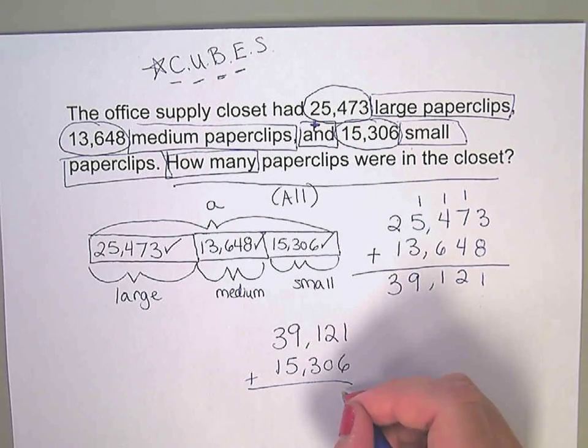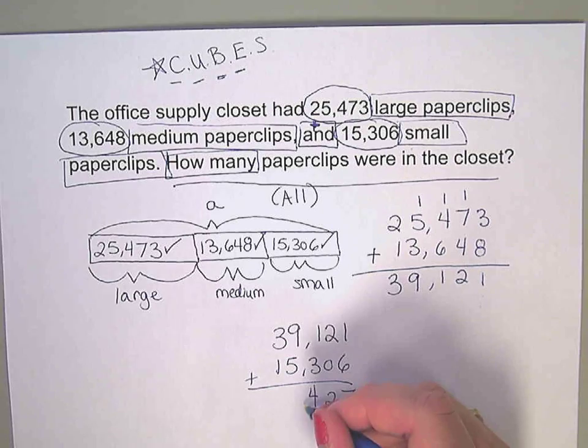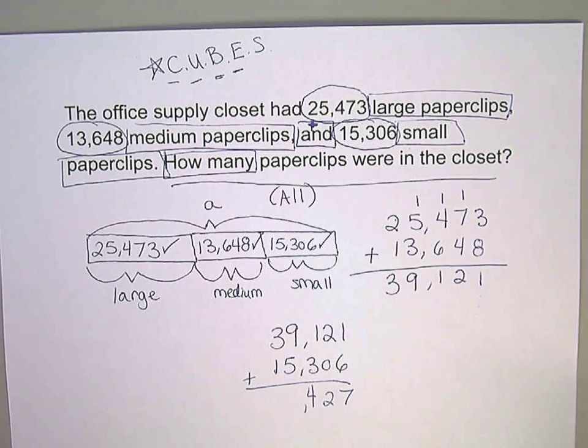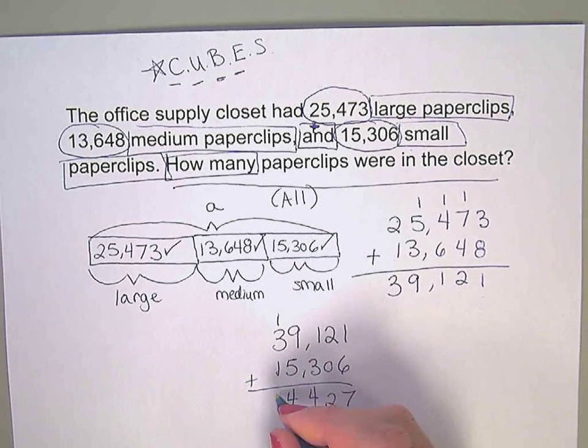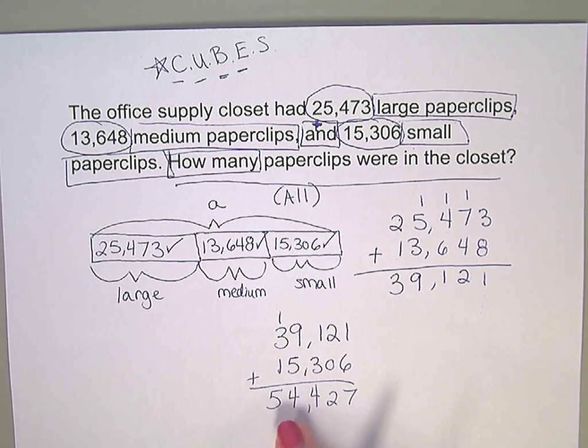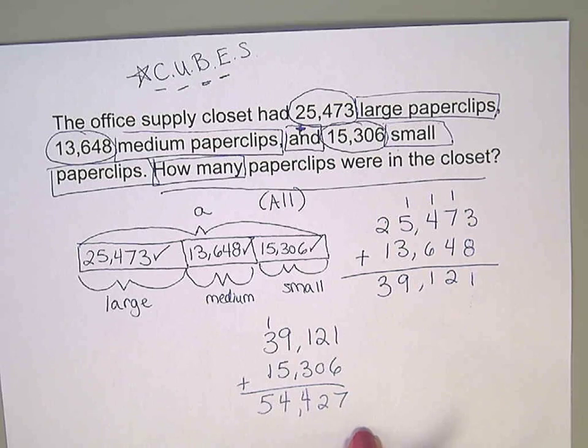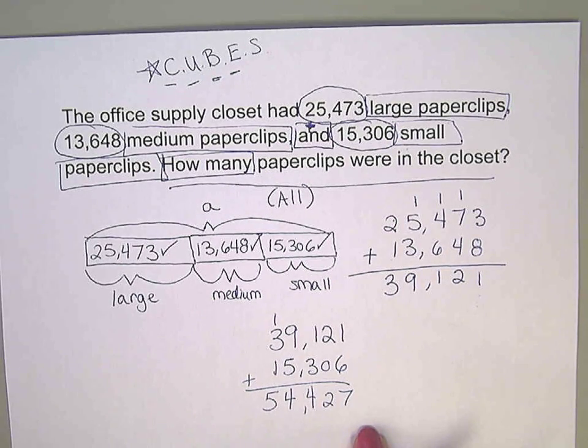6 plus 1 is 7. 2 plus 0 is 2. 3 plus 1 is 4. 9 plus 5 is 14. 3 plus 1 plus 1 is 5. Now, we have 54,427. Let's double check if we actually answered the problem.